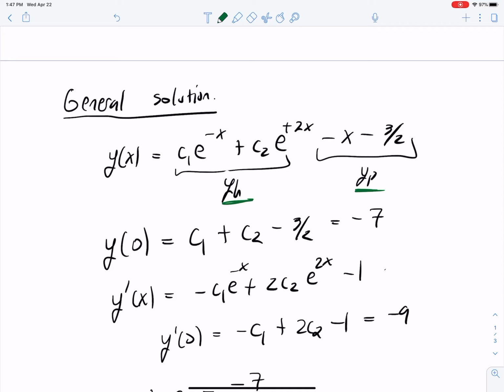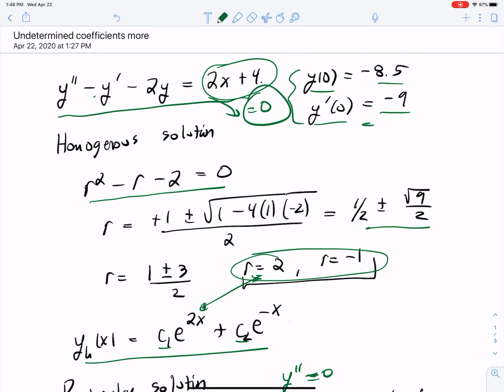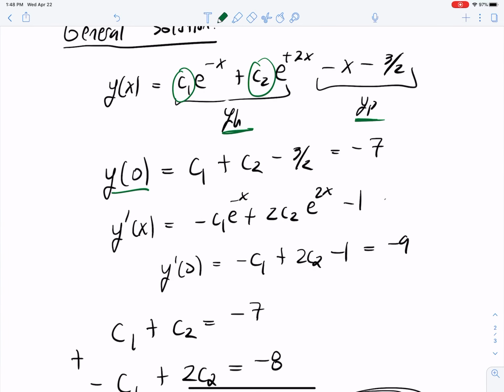So the idea here, by the way, for a general solution is that for any initial conditions, they now live in this family. I can solve for the C1 and C2 to specify the particular solution that we want. In this case, I want a solution where y of 0 is equal to minus 8.5, and y prime of 0 is negative 9. So if I plug in y of 0, I get C1 plus C2, since e to the 0 is 1, e to the 0 is 1, minus 3/2 equals, and I think I already did some algebra over here.